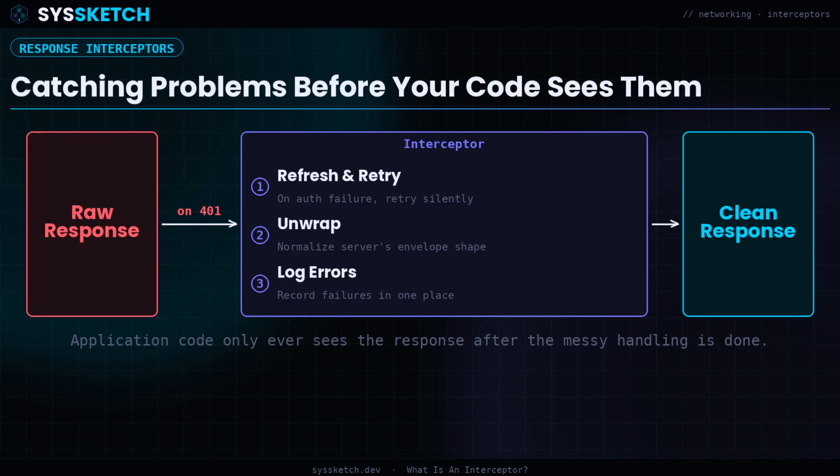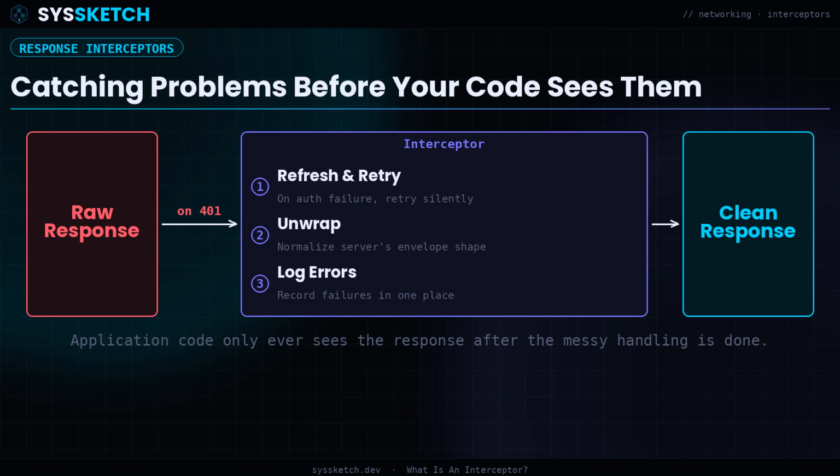Response interceptors run after a response arrives, before your application code touches it. Their most common job is handling authorization failures. If a response comes back unauthorized, the interceptor can silently refresh the access token and retry the original request. Your code never even sees the failure happen. They also normalize responses, unwrapping a server's envelope format so every caller receives the same clean shape, and they centralize error logging, catching failures in one place instead of wrapping every single call in matching try-catch blocks.